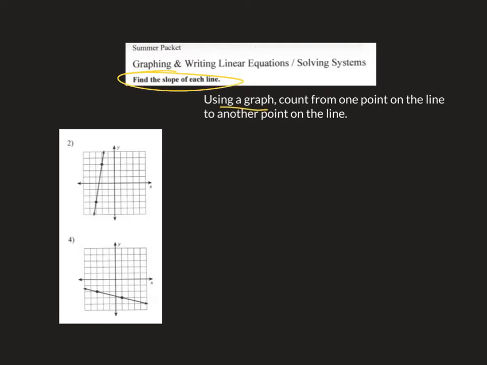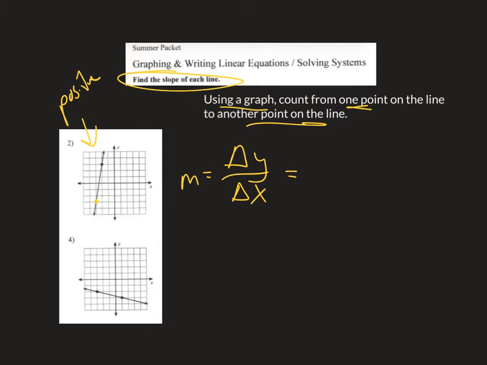So using a graph, we'll count from one point on the line to another point on the line. I notice that this is a positive slope. So we'll start with the point here, and we count up first, right? Because we're going to have change in rise, which is change in y's, over change in run, which is change in x. So m is the letter for slope. So we're going to go up 1, 2, 3, 4, 5, 6 points and over 1. That's up 6 positive to the right 1, or a slope of 6.